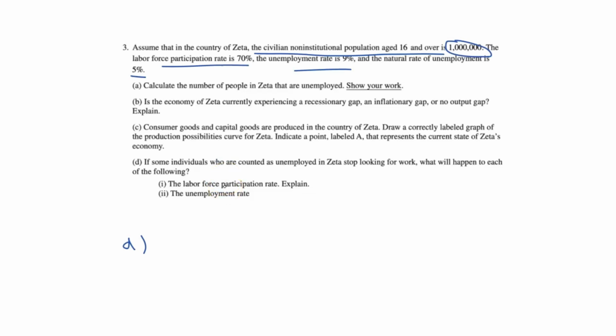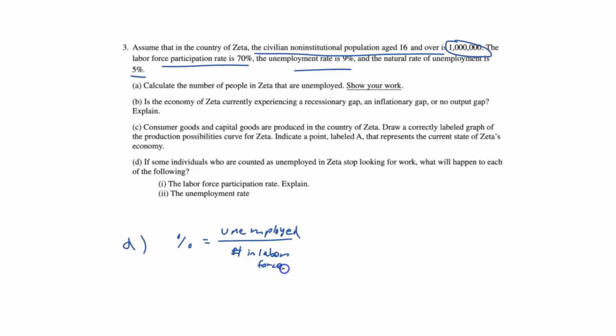Okay. So to first calculate the number of people who are unemployed, we need to find the unemployment rate. So the unemployment rate, I'm just going to write this as percentage, is pretty much the number of unemployed people we have over the total number of people in the labor force. So the question becomes, how do you find the number of people in the labor force?